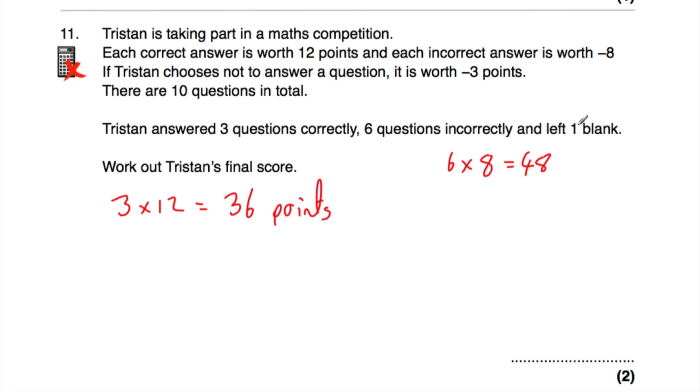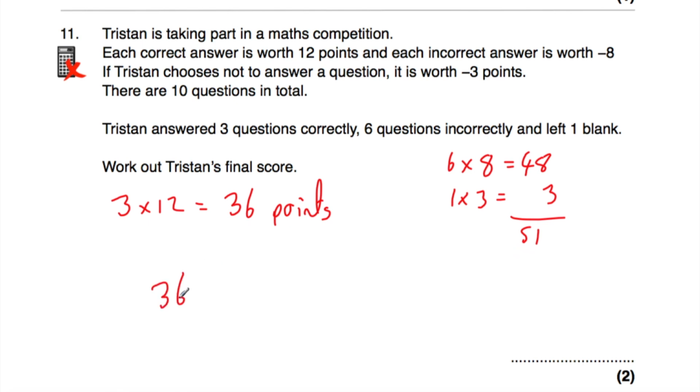And also he leaves 1 blank, and each blank one's worth minus 3. So that means he loses 3 points for each time he leaves 1 blank. So that means he's going to lose another 3 points. So we're going to do 1 times 3 is equal to 3. And that means altogether he will lose 51 points. So he gets 36 points for his correct answers, and he's going to lose 51. So he's actually going to have a negative score at the end.